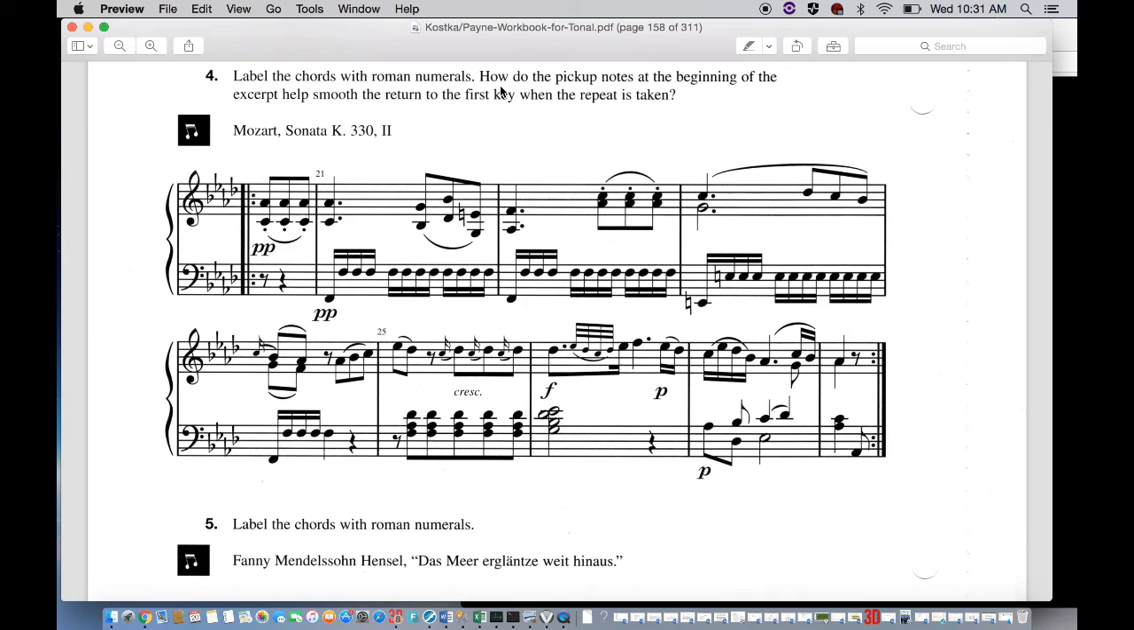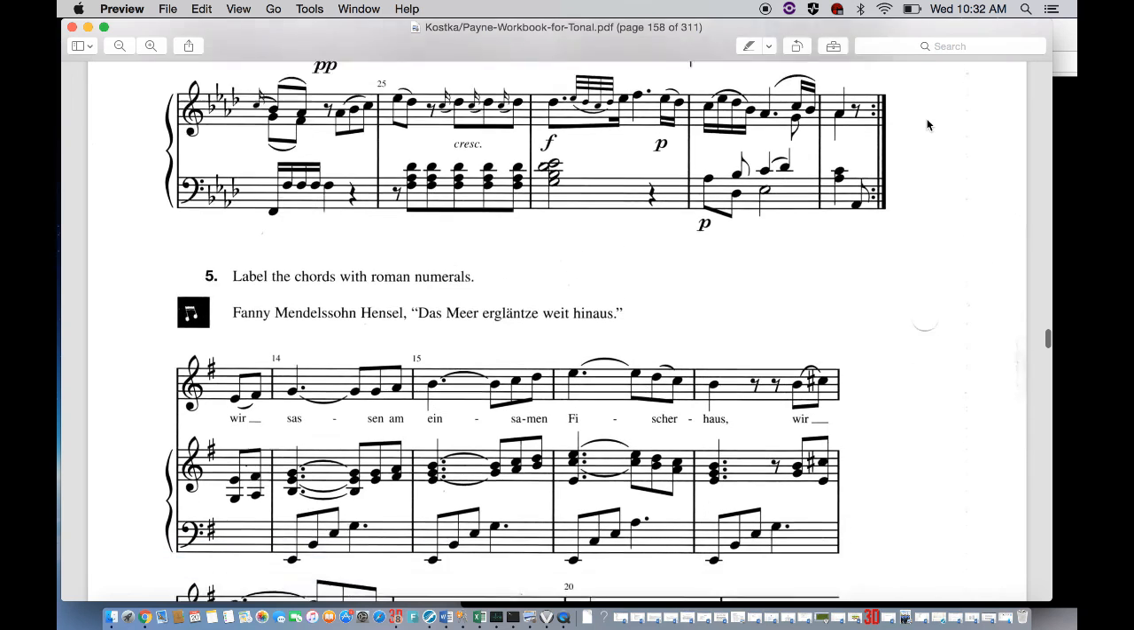So it also asks you, how do the pickup notes at the beginning of the excerpt help smooth the return to the first key? So here's our first key. Somewhere over here is our second key. And how do these notes smooth the return to that first key? Well, if you think about it, these two keys have something in common. So perhaps these pickup notes relate to that in some way.